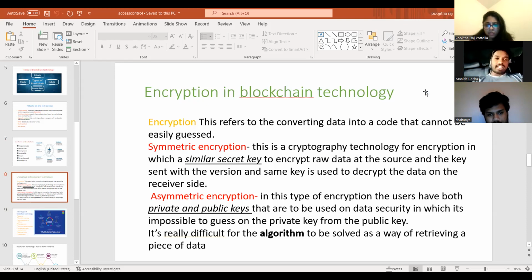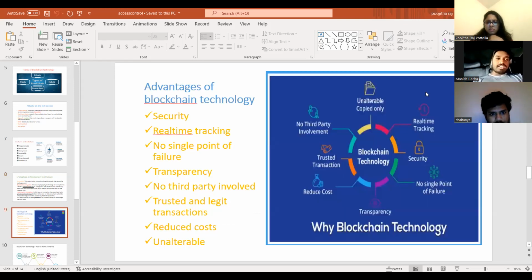So what is asymmetric encryption? In this type of encryption, the users have both private and public keys that are used for data security, in which it is impossible to guess the private key from the public key. So it is really difficult for the algorithm to guess. Previous slide.